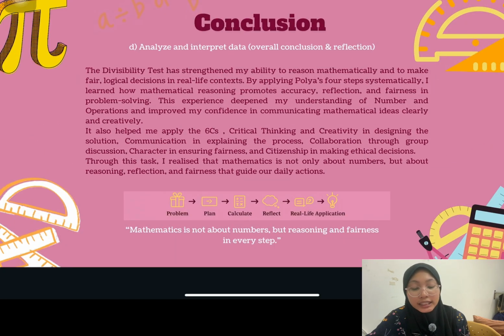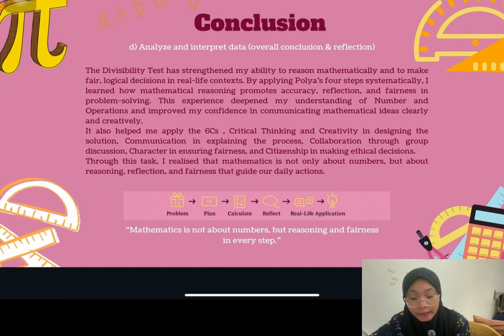So I move to the next slide, which is the conclusion. I analyze and interpret data in this slide. The divisibility test has trained my ability to reason mathematically and to make fair, logical decisions in real-life contexts. By applying Polya's steps systematically, I learned how mathematical reasoning promotes accuracy, reflection, and fairness in problem solving. This experience deepened my understanding of number and operation and improved my confidence in communicating mathematical ideas clearly and creatively.